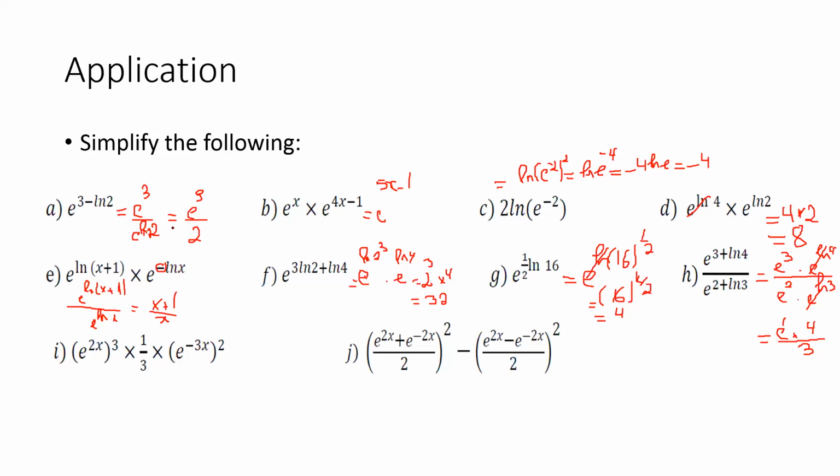Okay. Part I. E to the power 2x to the power 3, what it will give? E power 6x times 1 over 3 times e power minus 6x. Equals 1 over 3 times، شو طلعنا؟ e to the power 0 يعني 1، e to the power 0 is 1, you get 1 over 3.